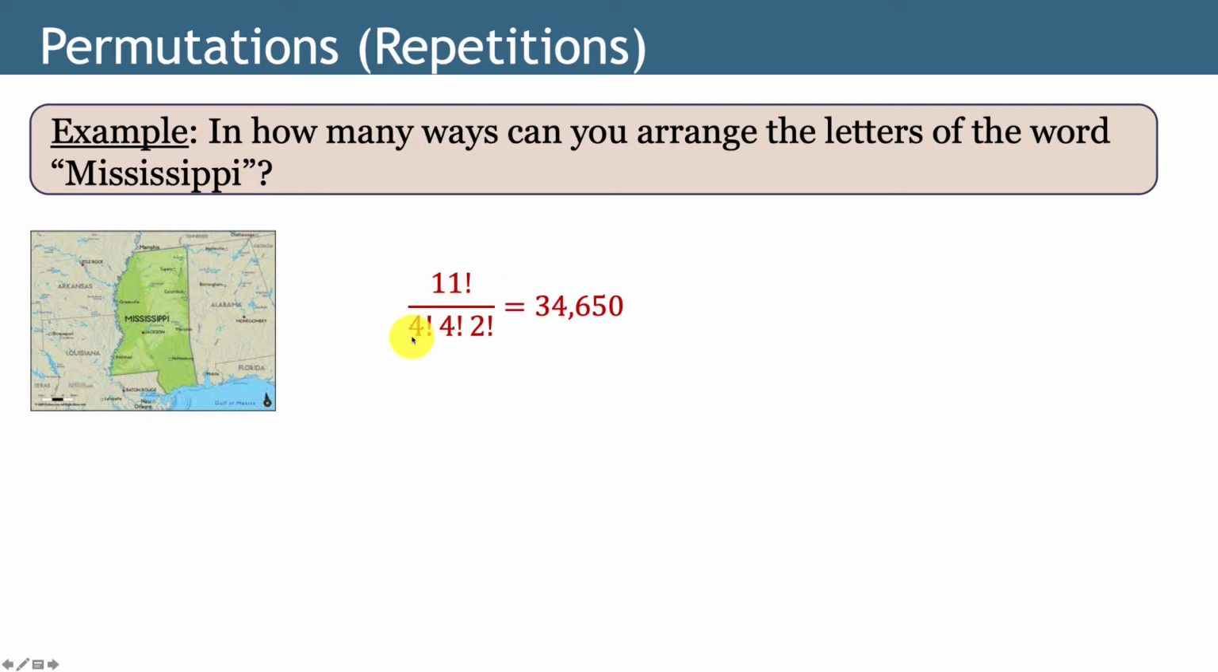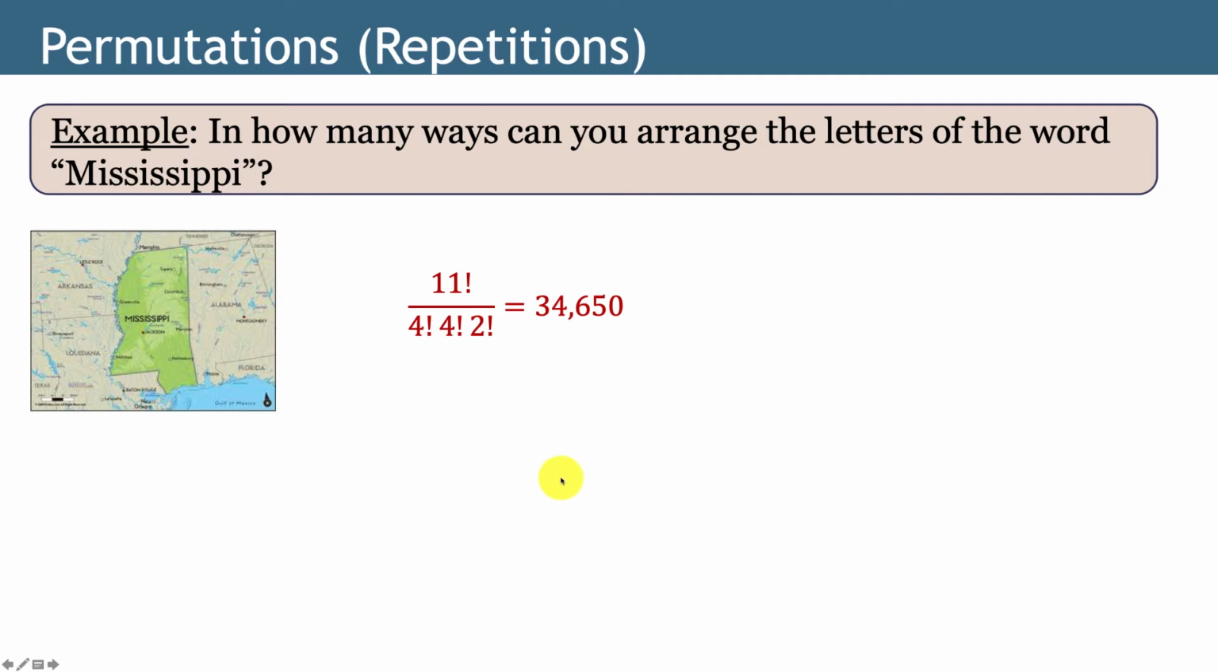And then you divide out any repetitions. So these four S's, 1, 2, 3, 4, I cannot tell them apart. So 4 factorial for the S's. We're going to divide out 4 factorial for the I's. I cannot tell the I's apart. And then 2 factorial for the P's. I can't tell the P's apart. And so those repetitions that you can't tell apart, you put down here on the bottom. And so if I work that out, that's 34,650. So this is a kind of special type of permutation where there's repetitions involved.